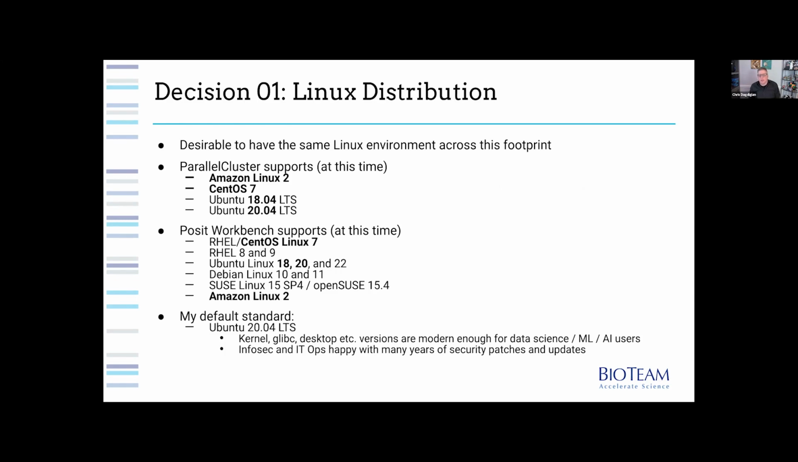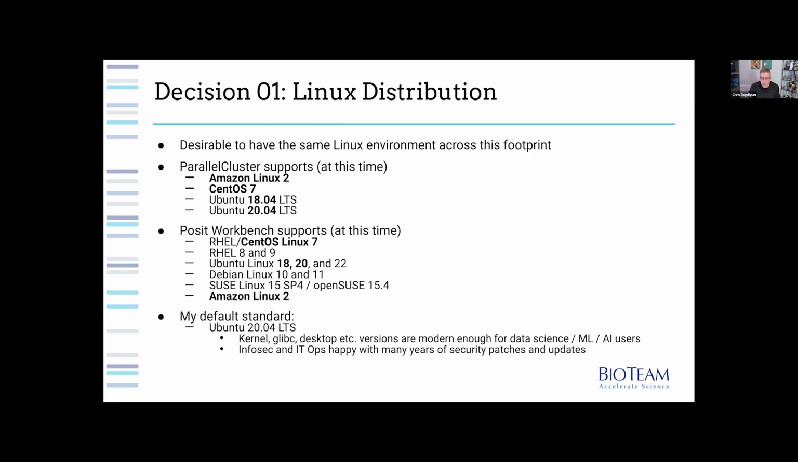So the first thing you're going to have to do, and I talk a lot about decision-making and planning, is find the best common denominator, because at the end of the day, they're two different products. AWS ParallelCluster is different than Posit Workbench. So you have to start thinking about what's the harmonious set of components that I can pick that will unify all these things together. So I've highlighted what they support at this time. For me, the sweet spot is Ubuntu. ParallelCluster doesn't support Ubuntu 22 yet, so my default is Ubuntu 20.